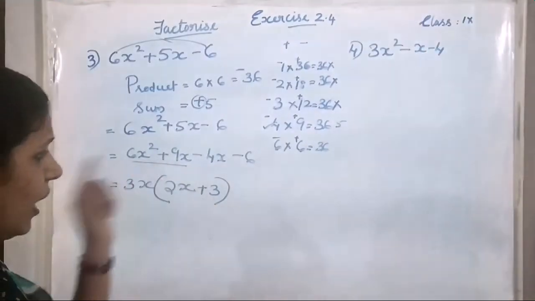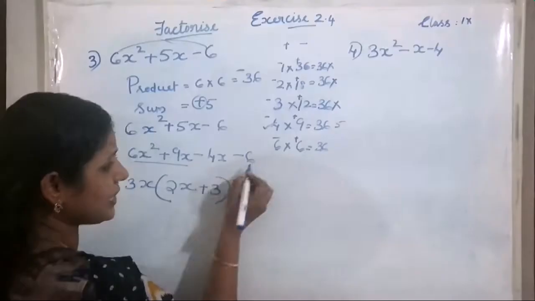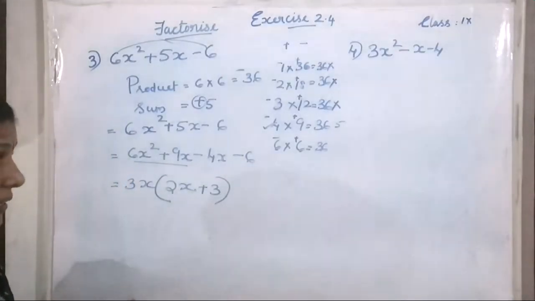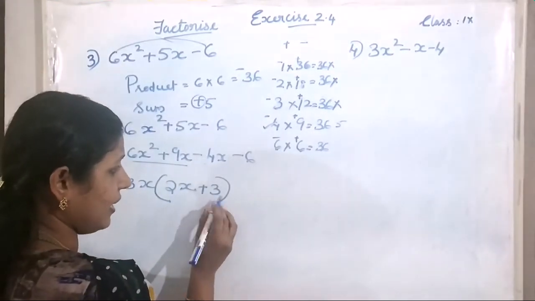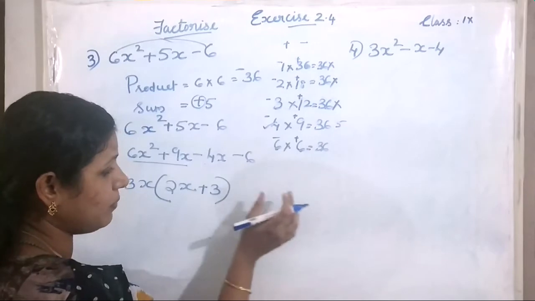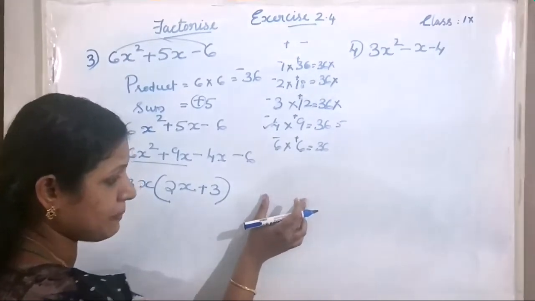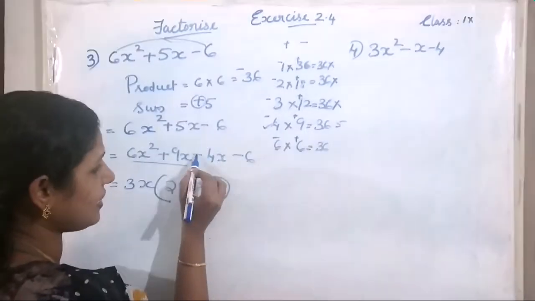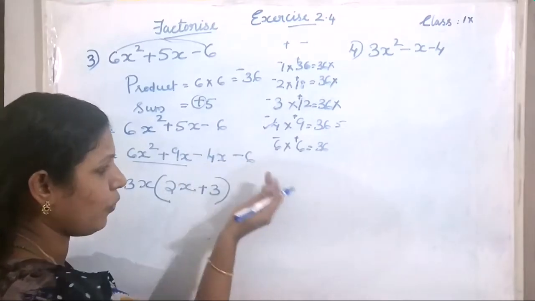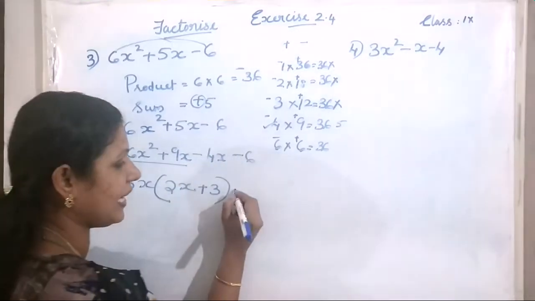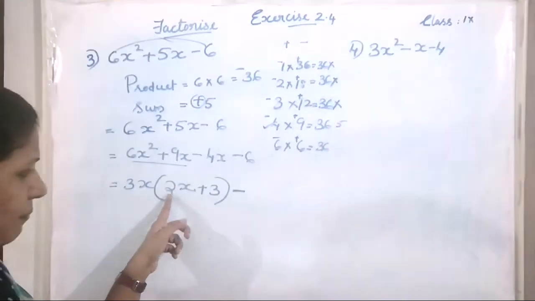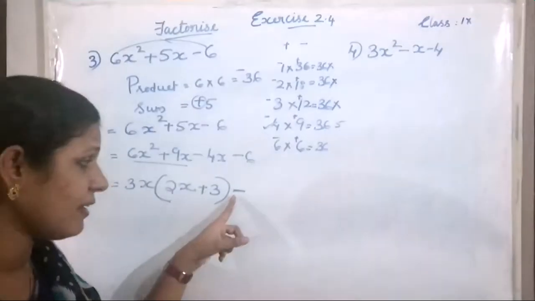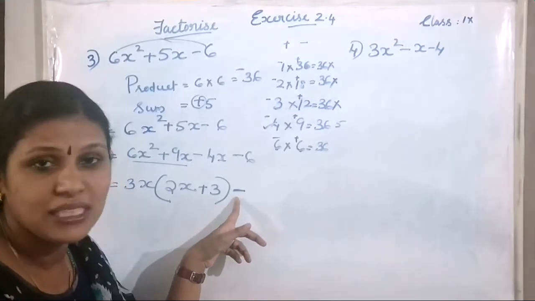Okay. Now here minus 4x minus 6. Our next aim is to get 2x plus 3 here. For that, here the sign is minus, so we take out the minus sign. Here the numbers are plus, so that's why we take out this minus sign.